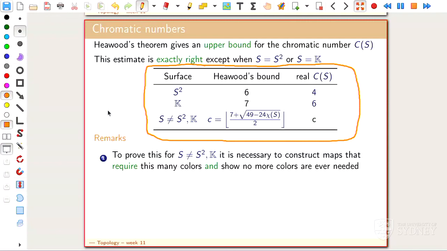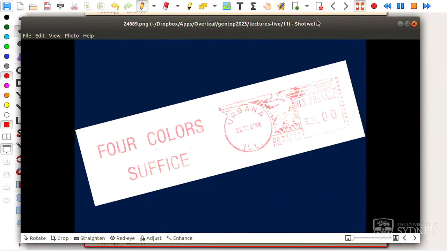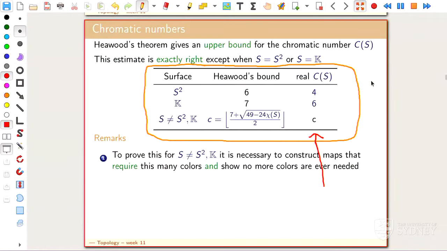It is the maximal number of colors you need. So it's this little column here. So the real number of colors you need is 4 for the sphere. That's hopefully the theorem that you believe by now. Yeah, 4 colors suffice. It's 4 for the sphere. Turns out it's 6 for the Klein bottle. The Klein bottle is weird. And for all others, it's exactly the number you get from Heawood's bound.